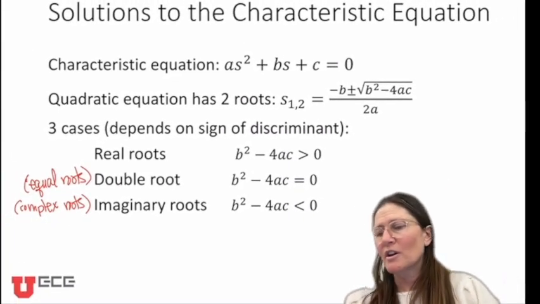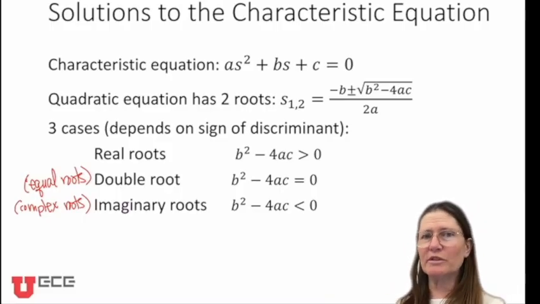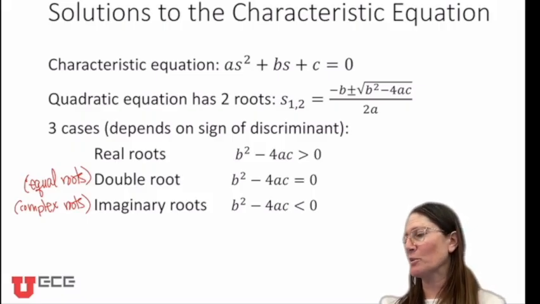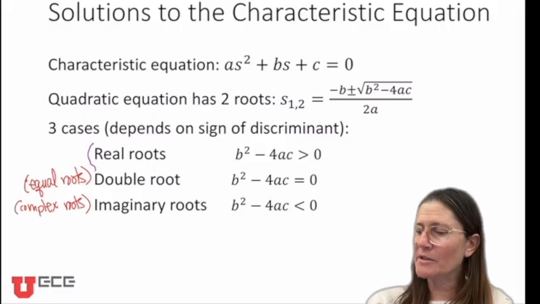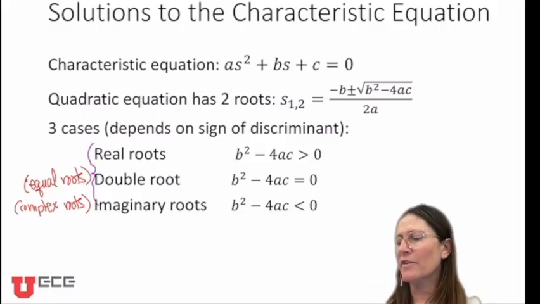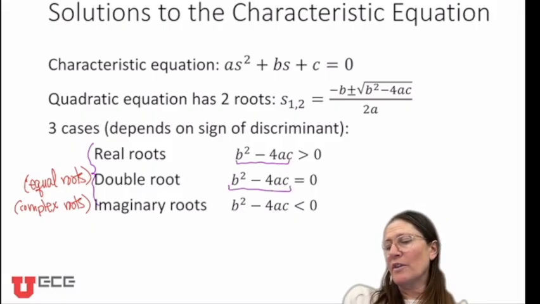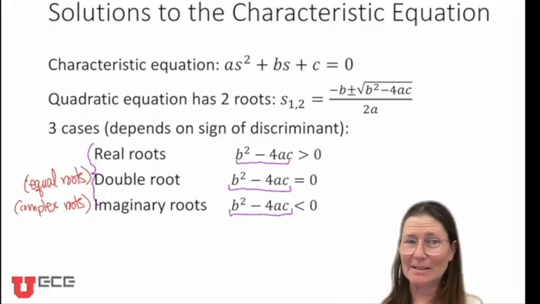So to remind you, you can take the quadratic equation of the 2 roots, and that's minus b plus or minus the square root of b squared minus 4ac over 2a. And then you get these 3 options. You may have that this value is greater than 0, which means that your roots are real. You can have double roots when it's equal to 0. And then you can have imaginary roots, which are complex roots, when it's less than 0.